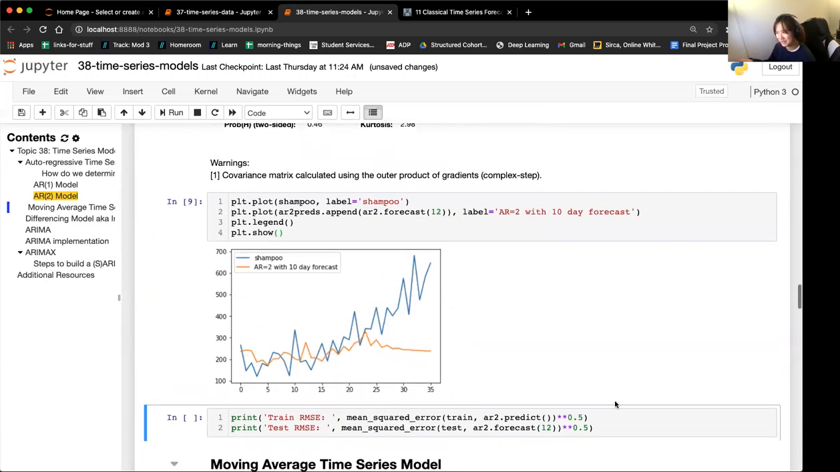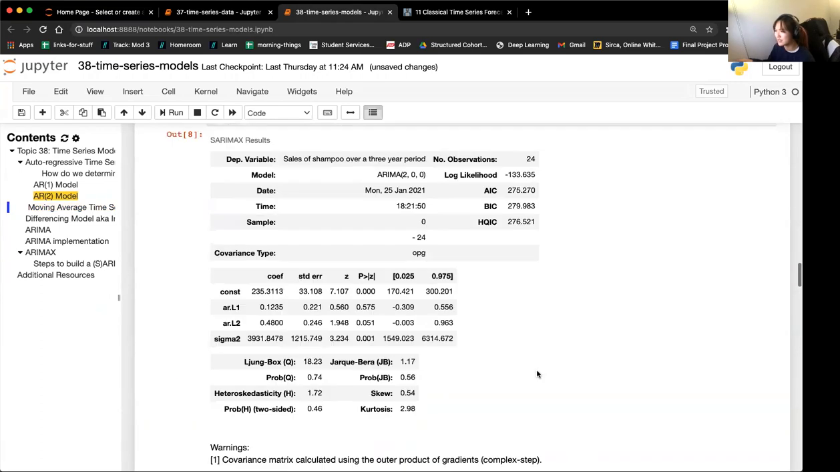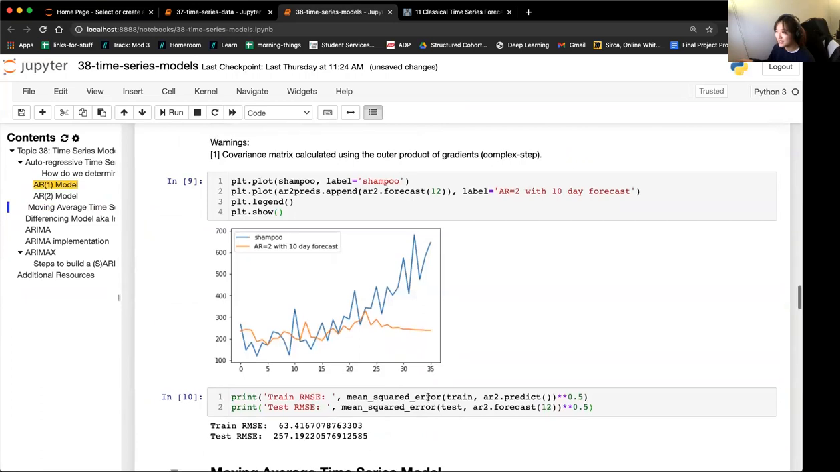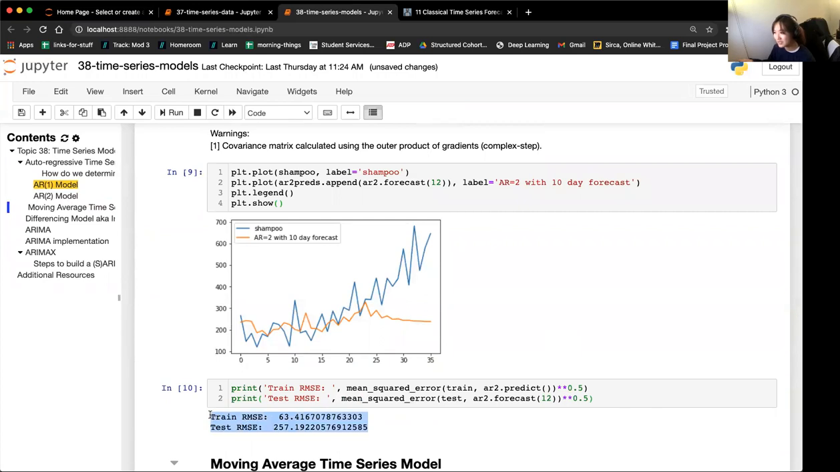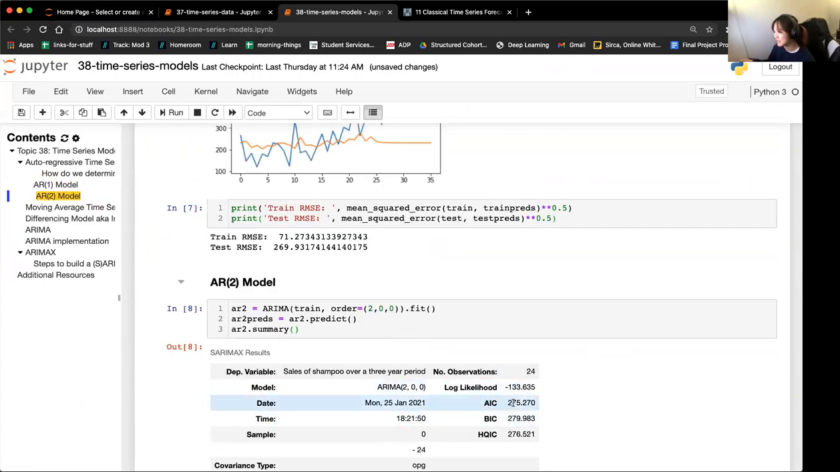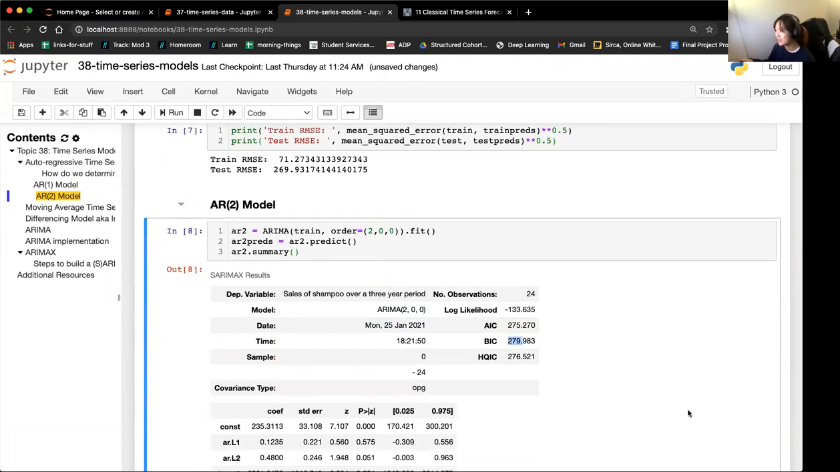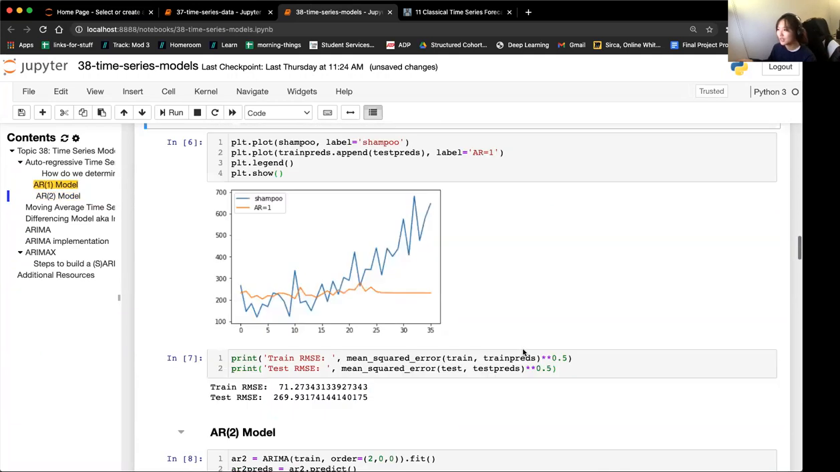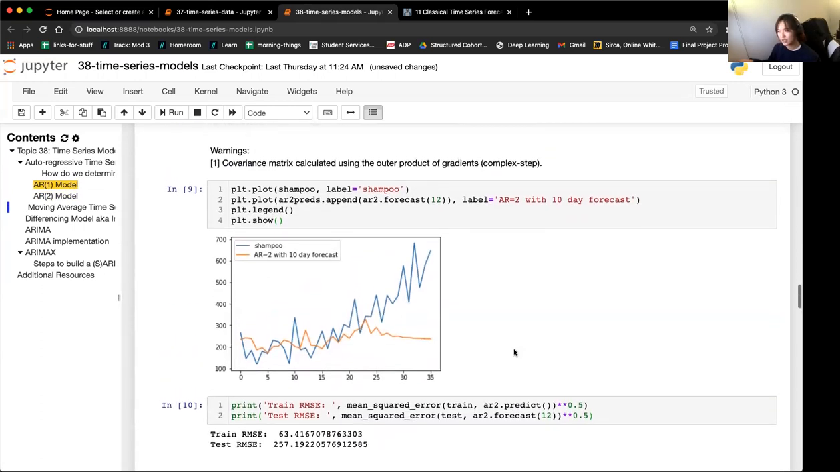You see, all right, a little better maybe. And with the forecast, you can see that our train is 63, test is 257. Let's see if it did better. The train did fit better, and the test 257 versus 269, marginally better. So it's an overall slightly better model. Let's take a look at these AIC, BIC terms. We have 275 and 279 for our second one, and our first model was 278, 282. So just marginally better. Including more terms, you can see we got a slightly better prediction.